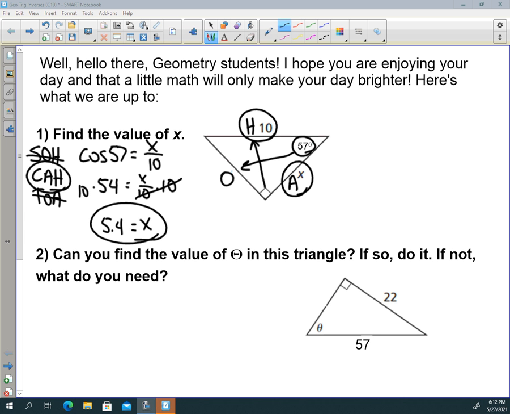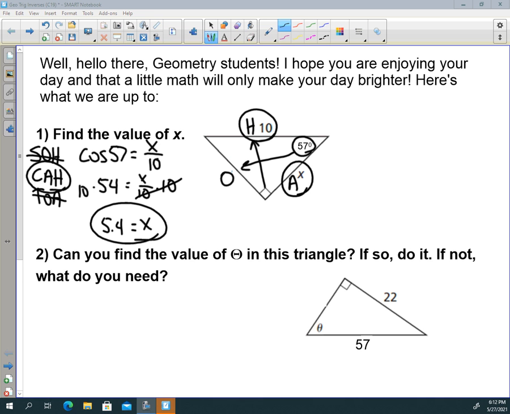The second question, can you find the value of theta in this triangle? If so, do it. If not, what do you need? Well, the answer to that question is no, because even though we've got an angle and sides, we don't know how to find an angle from sides yet.